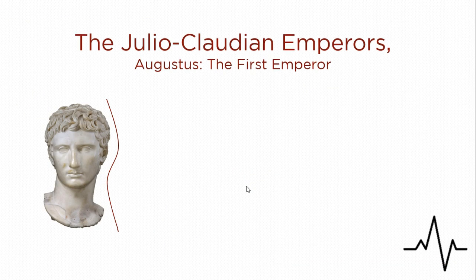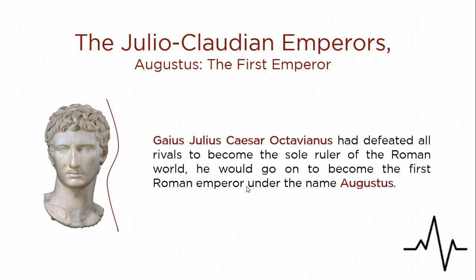Now let's go to the Julio-Claudian emperors. Augustus, the first emperor. Once Gaius Julius Caesar Octavianus had defeated all rivals to become the sole ruler of the Roman world, he would go on to become the first Roman emperor under the name Augustus. The greatest challenge he faced now was how to permanently consolidate power in a way that would be palatable to the Romans.